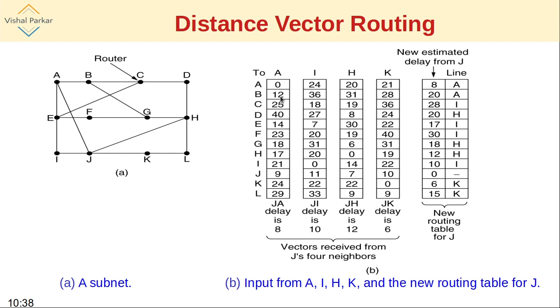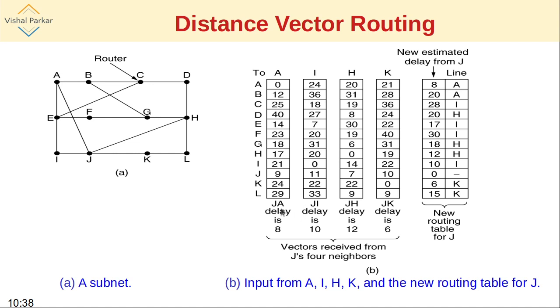A to B distance is said to be 12 milliseconds. Similarly, A to C distance is said to be 25 milliseconds, which has been calculated by A, and so on and so forth. So this is how A generates its vector. So basically it contains the delay to reach that particular destination in milliseconds. Similarly, there is one vector for I, H, and K. So for example, I to B distance is 36 milliseconds, and so on.